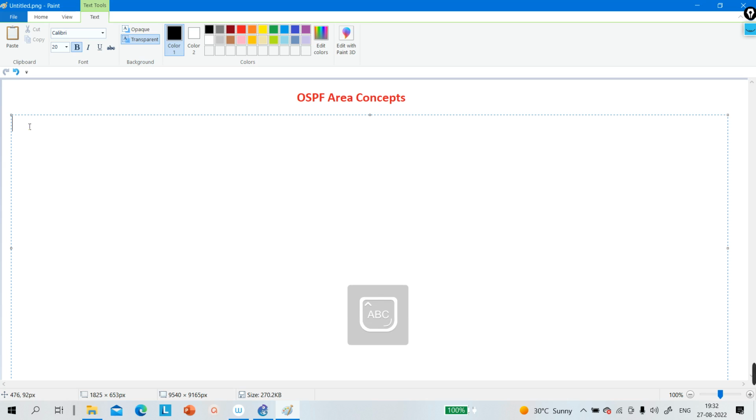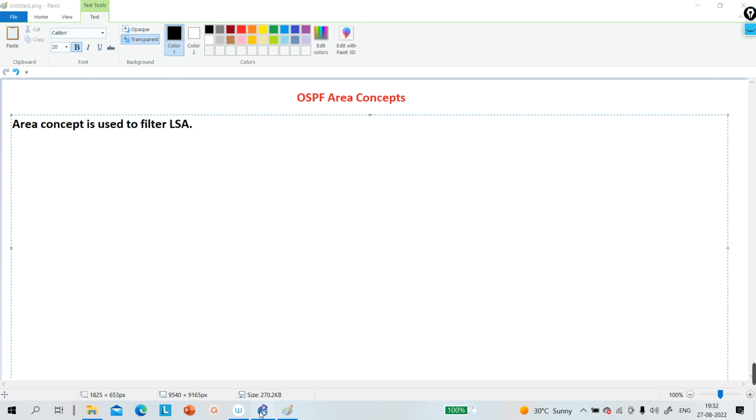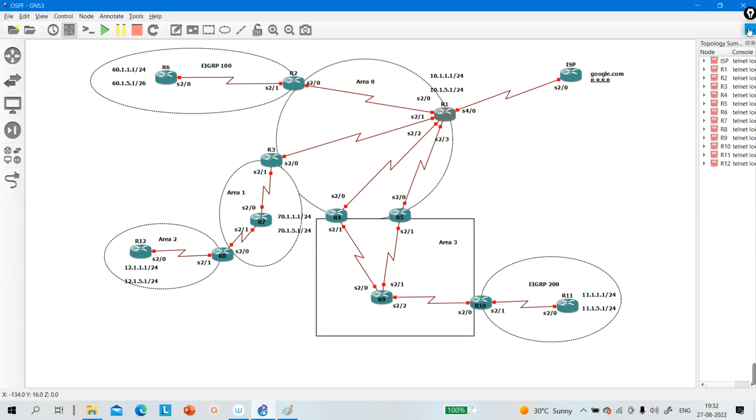So guys, the area concept is used to filter LSA. Area concept is used to filter LSA. So see, I have created one topology in GNS3. Let me show you. This is my topology.